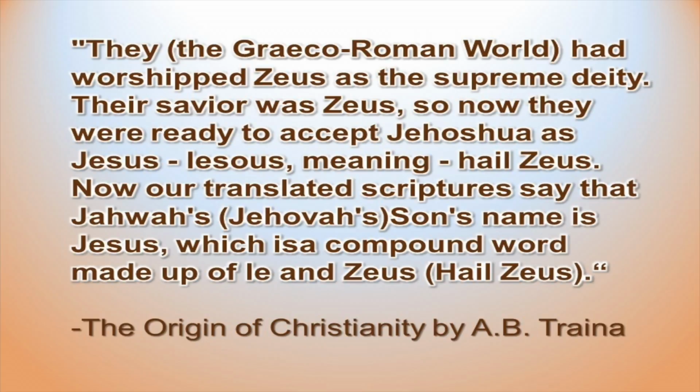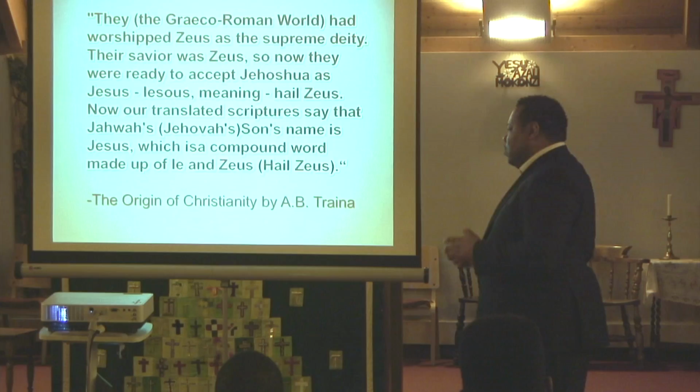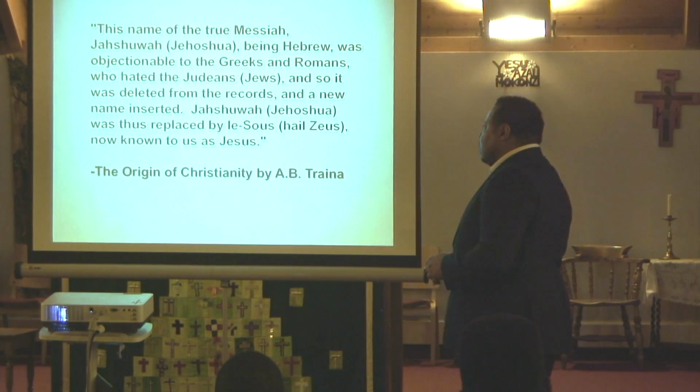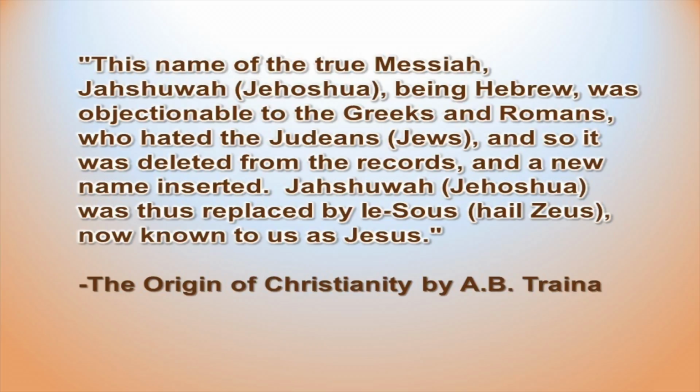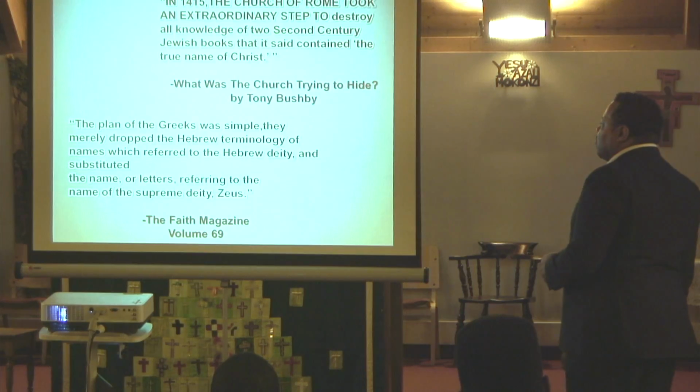Now, our translated scriptures say that Yahweh's son's name is Jesus, which is a compound word made up of E and Zeus. Jesus, Hail Zeus. This name of the true Messiah, Yahushua, being Hebrew, was objectionable to the Greeks and Romans, who hated the Judeans, Jews. And so it was deleted from the records, and a new name inserted. Yahushua was thus replaced by Jesus, Hail Zeus, now known to us as Jesus.